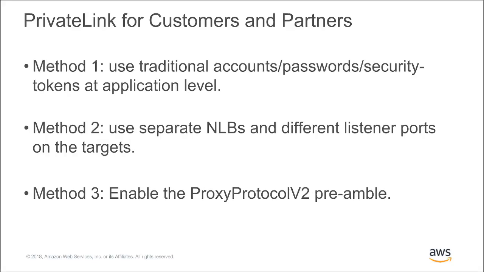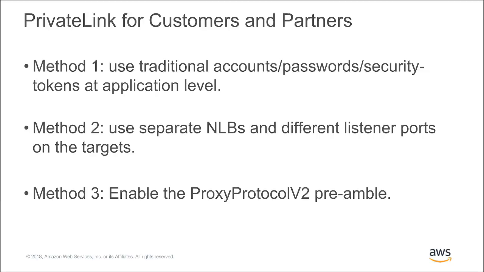The first mechanism is just to use accounts, use traditional passwords, security tokens, and so on. Just ignore the networking layer, and maybe do things as you were previously when you had an internet-facing service. The other is to use separate NLBs that go to different listener ports on your targets. You can then use the ports to tell which customer the traffic is for. That's convenient if you don't want to have to change how your application works at all.